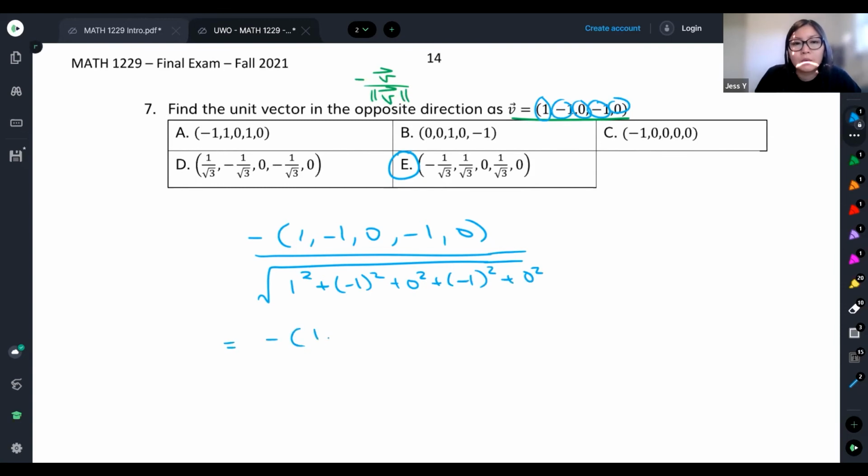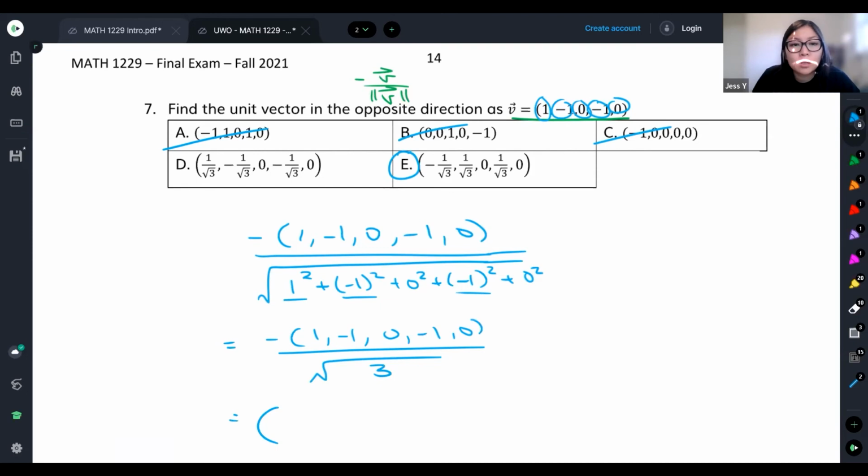So this is (-1, 1, 0, 1, 0) divided by the square root. You get 1 plus 1 plus 1, which is 3. So you can already see that your answer can't be A, B, or C, because there has to be that 1 over square root of 3. Now, if you simplify this, take each of the numbers, you're going to multiply by a negative, and then divide by square root of 3. So we get -1 over root 3, positive 1 over square root of 3, 0, positive 1 over square root of 3, and 0. So that's why the answer is E.